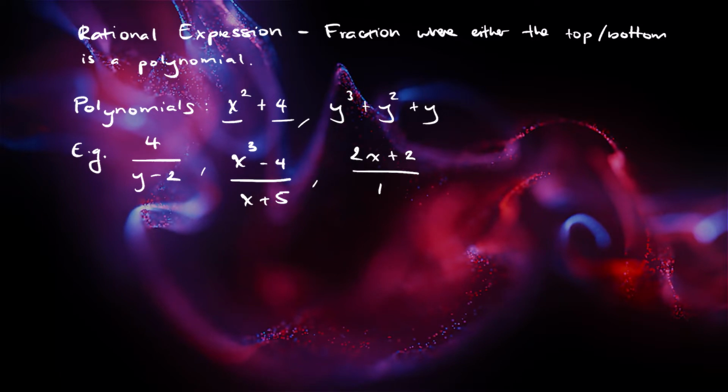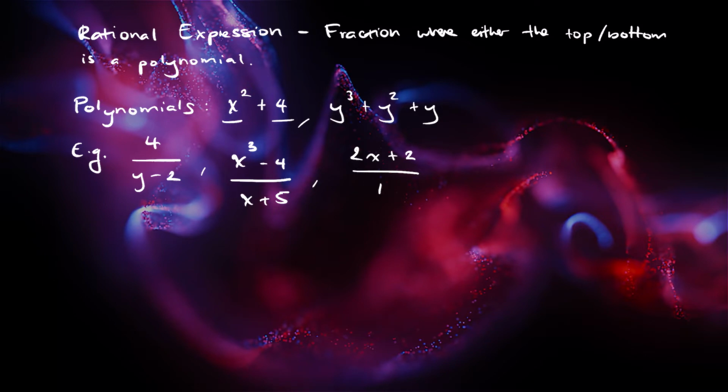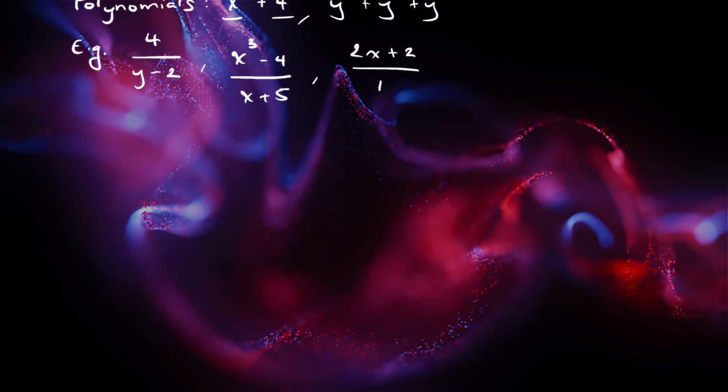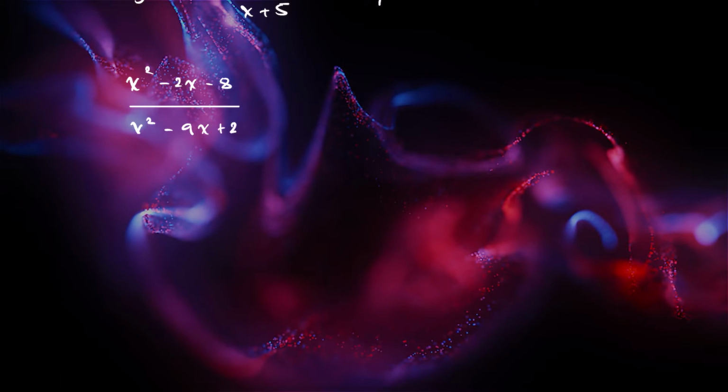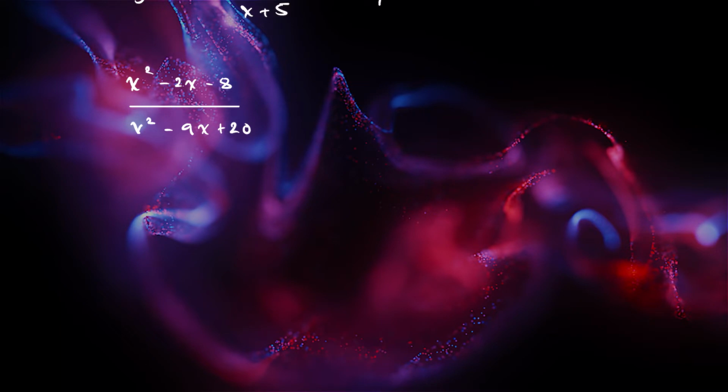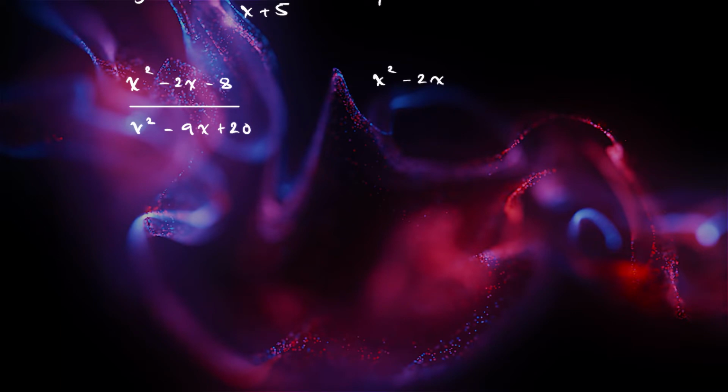Now, when we work with rational expressions, we often want to simplify them as far as we can. So we'll take a look at an example of a rational expression, and then we'll work together to solve that down. One example might be x squared minus 2x minus 8 over x squared minus 9x plus 20. So how do we simplify this down? Well, hopefully you remember from level 1 algebra that we can factorize both polynomials down. So let's look at x squared minus 2x minus 8.